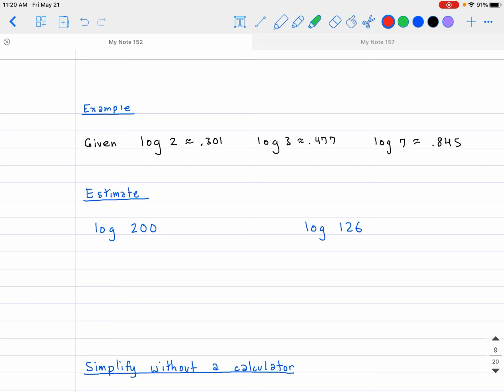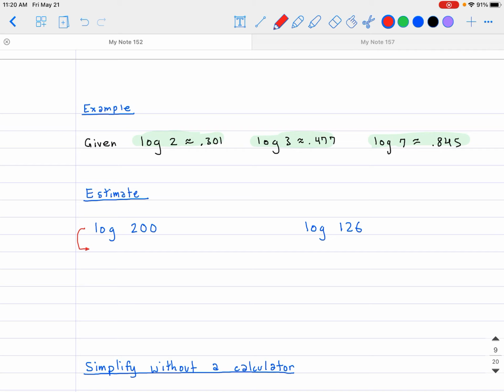So the first part is that I'm giving you log of 2, which is equal to 0.301, log of 3, which is 0.477, and log of 7, which is equal to 0.845. What I want to do is estimate the following over here using what's given to me, so that way I don't have to use a calculator. So here in the first one, let's solve for the log of 200.